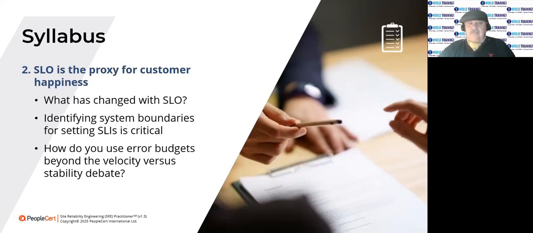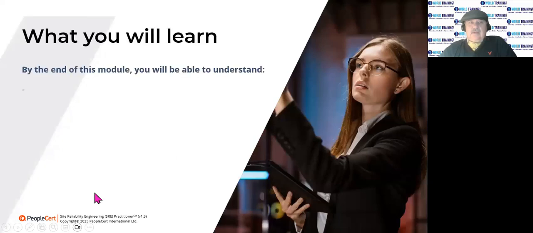error budgets. And finally, the third point is how you can use error budgets to do more than just controlling the speed and velocity of releases versus stability. There are many ways SLOs and error budgets can be used to help with a variety of things. So let's get into it.